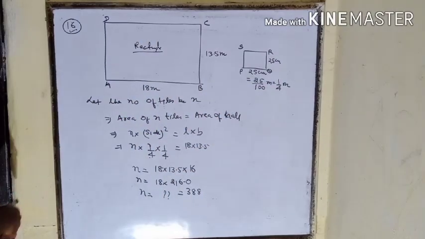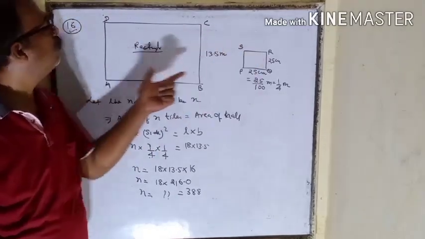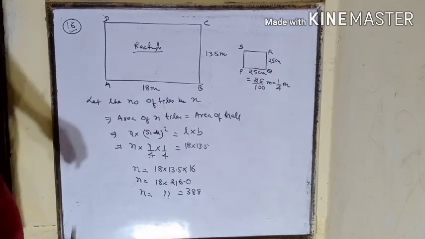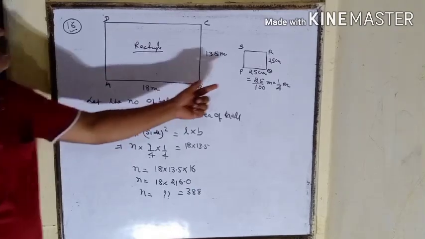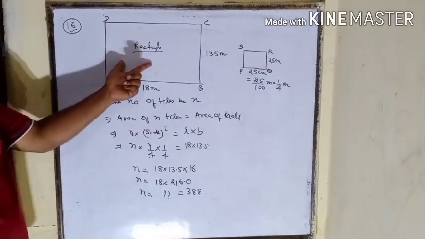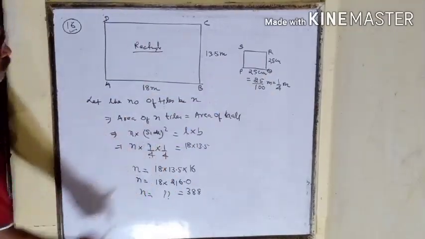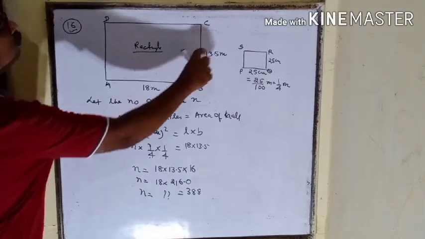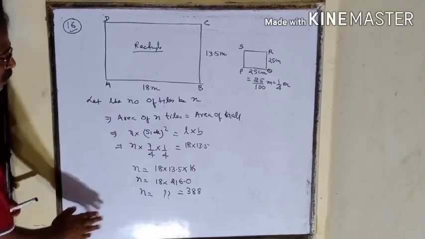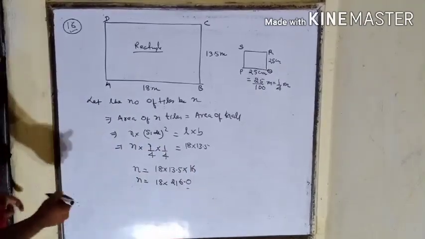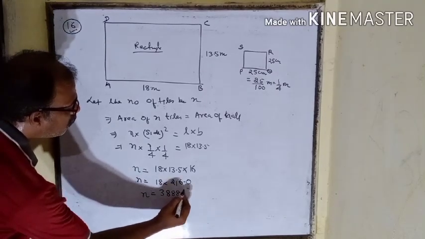And we will consider that the number of tiles used to pave this is n. So obviously the area of these n tiles will be equal to the area of this hall. So I have written area of n tiles is equal to area of hall, and n into this, since this is a square, its area is side whole square, and it is a rectangle, so its area is length into breadth. So n into 1 by 4 into 1 by 4 is equal to 18 into 13.5. To get the value of n, 4 into 4, 16 will be multiplied on this side. So it will come out as 18 into 216, so it will come out as 3888 tiles.